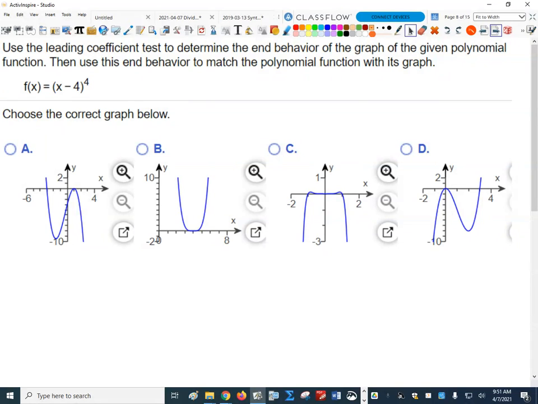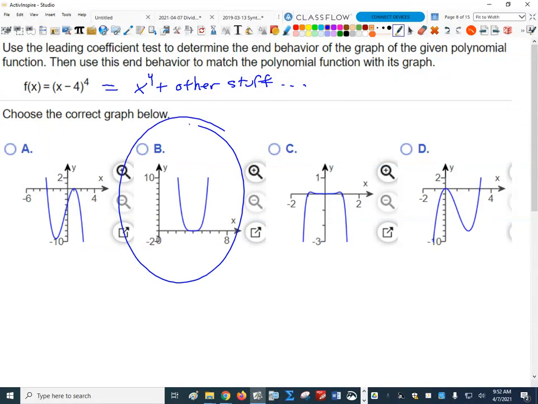Another way to think about it, though, would be like this. I could just say, if I were to expand that whole thing out, I'm going to get x to the fourth plus other stuff, right? My leading term is just going to be an x to the fourth. If I were to multiply that whole thing out, everybody agree? Okay. So that's all I care about, the leading term. So it's going to act like an x to the fourth. So it's got to be this guy, doesn't it?